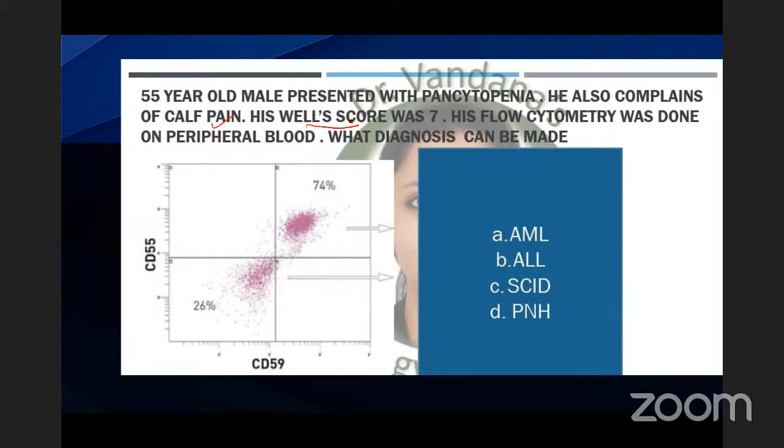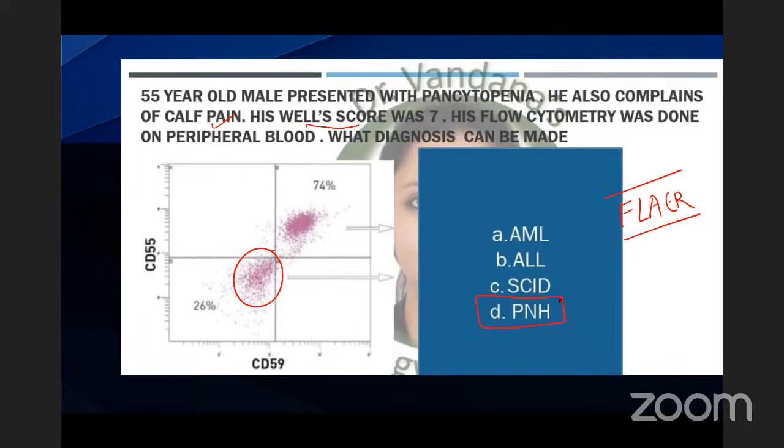And PNH is always diagnosed on flow cytometry. Nowadays, we are using FLAER. So what is FLAER? Fluorescent aerolysin. That is what we are using nowadays. But in this case, if you see, CD55 and CD59 are absent here. Even if 1% of cells are negative for 55 and 59, then you have to diagnose this as PNH. So this is very classical PNH.